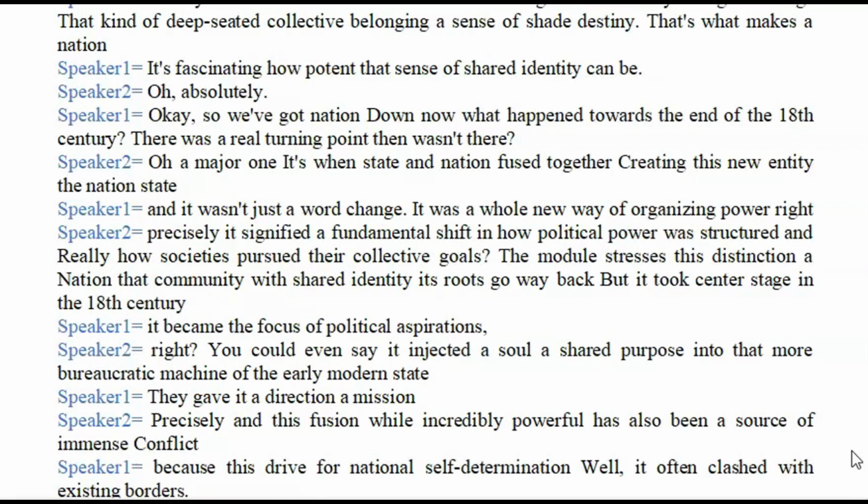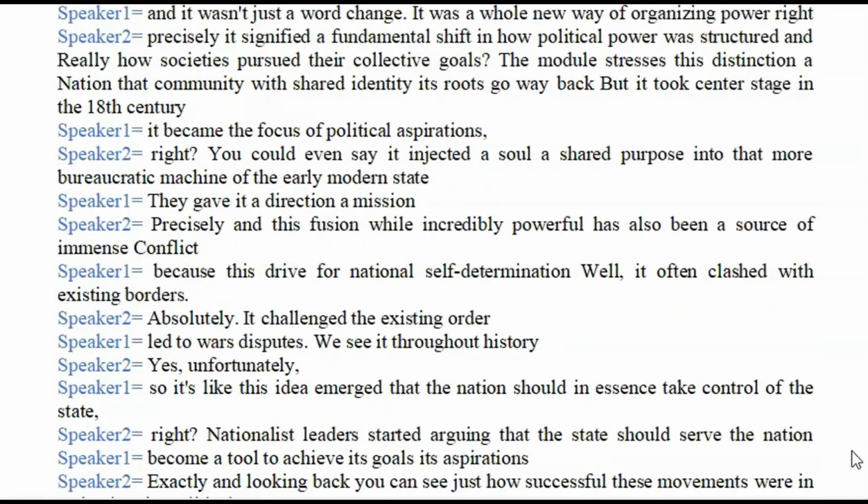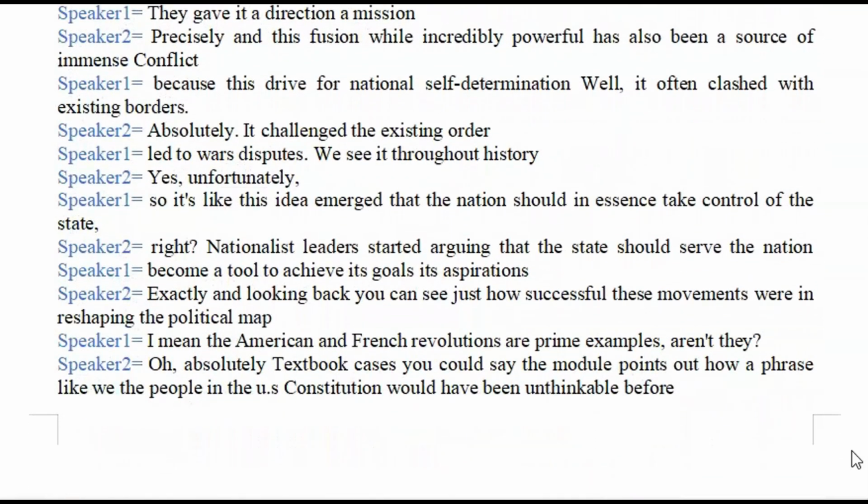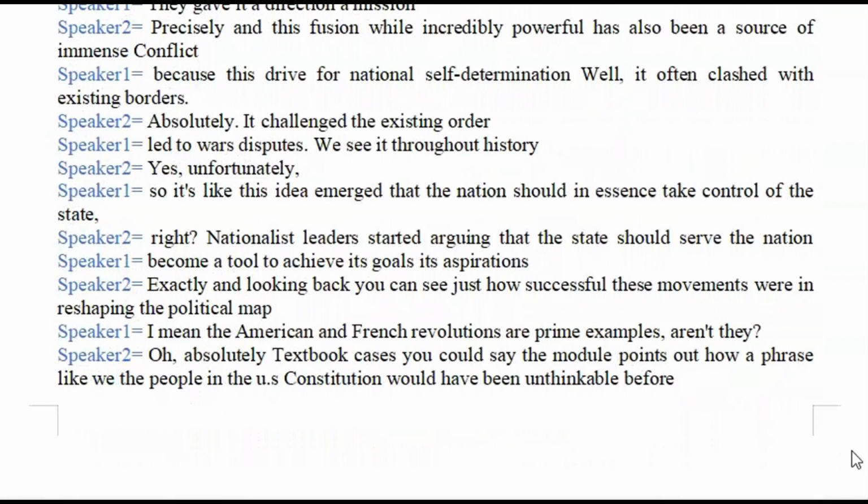The module stresses this distinction. A nation, that community with shared identity, has roots that go way back, but it took center stage in the 18th century. It became the focus of political aspirations. Right. You could even say it injected a soul, a shared purpose, into that more bureaucratic machine of the early modern state. It gave it a direction, a mission. Precisely. And this fusion, while incredibly powerful, has also been a source of immense conflict. Because this drive for national self-determination often clashed with existing borders. Absolutely. It challenged the existing order.